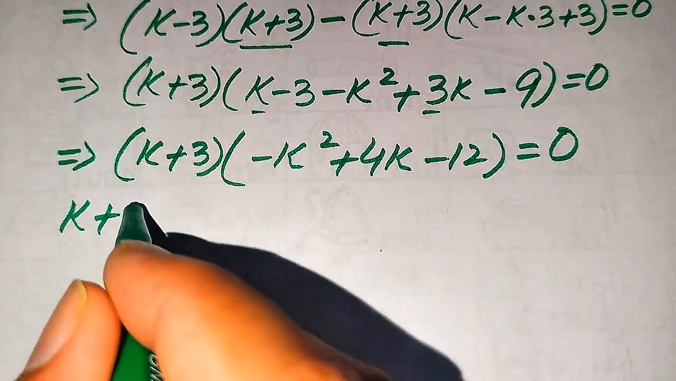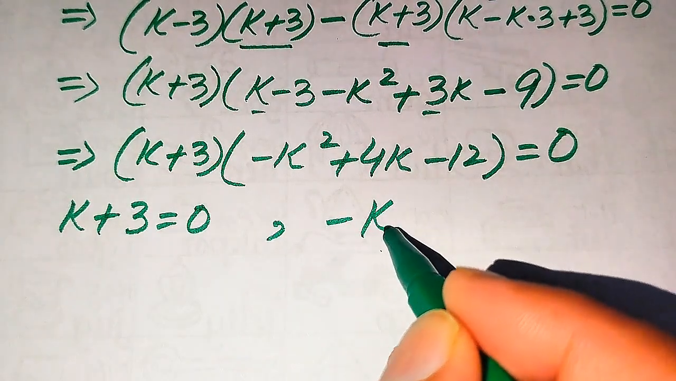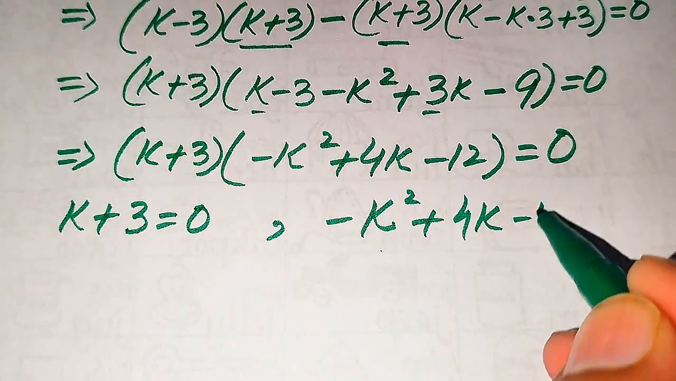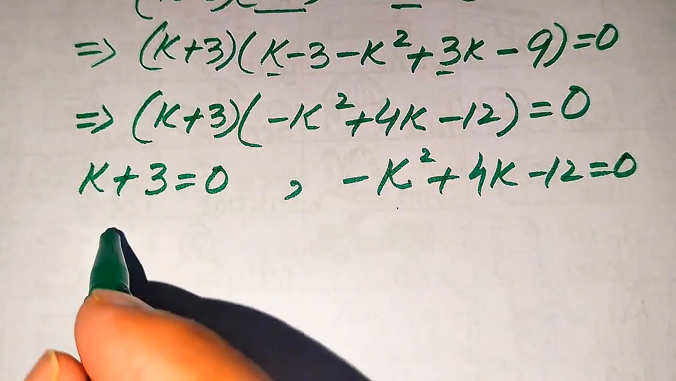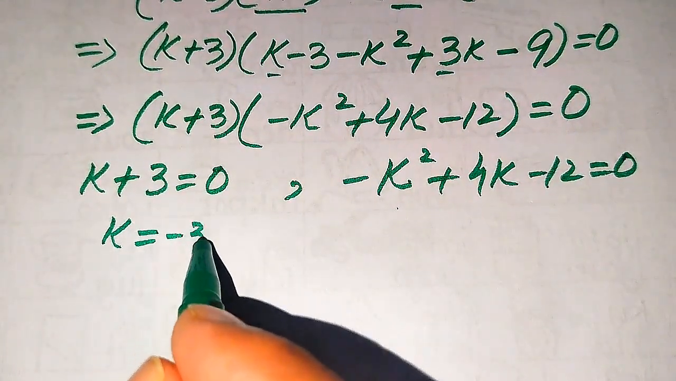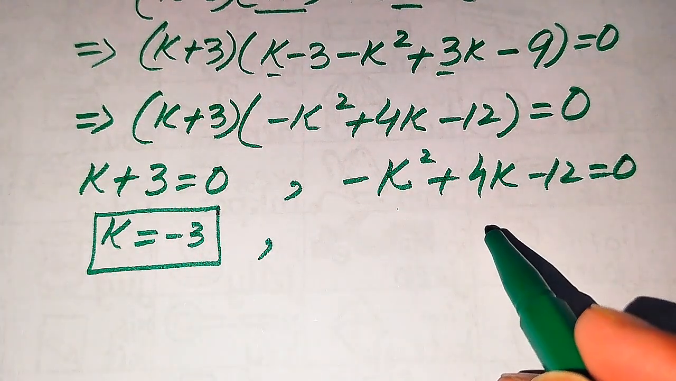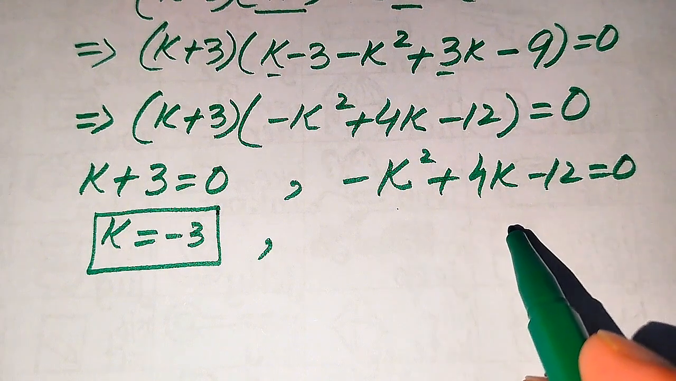The first case is we write k plus 3 is equal to 0, and the second case is we write minus k square plus 4k minus 12 is equal to 0. So from the first case we easily get the value of k is equal to minus 3. This is the first solution, and from here, in order to get the other solutions of this equation, we need to solve this quadratic equation.